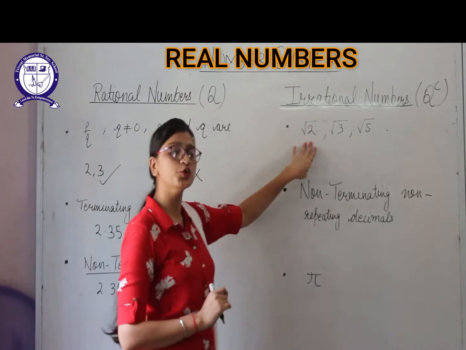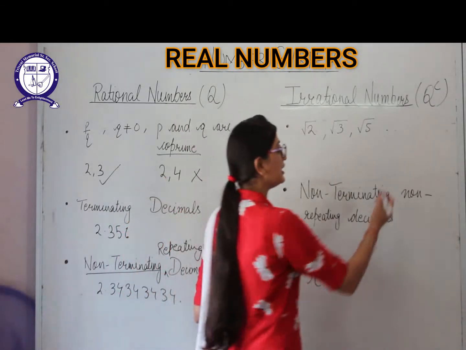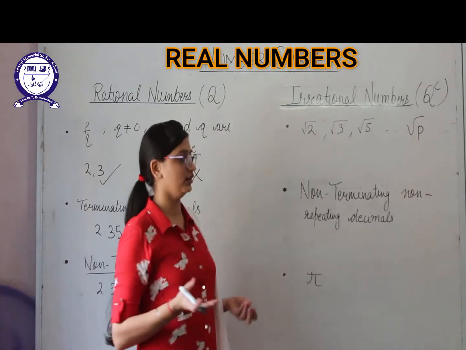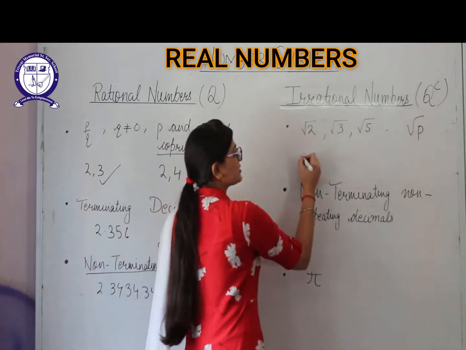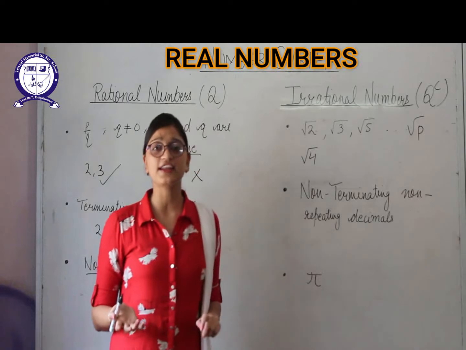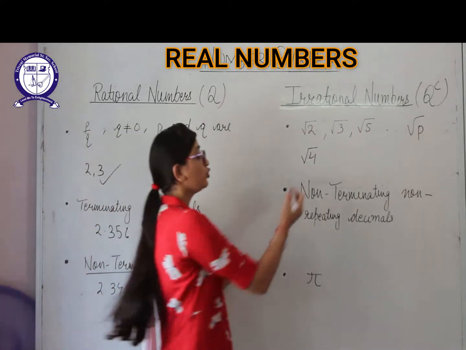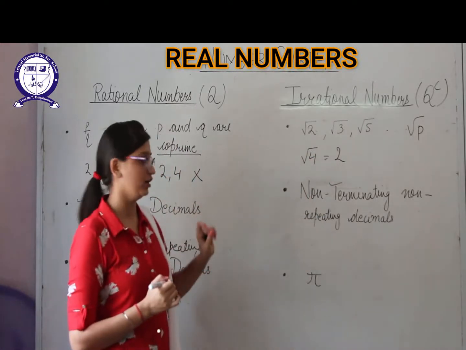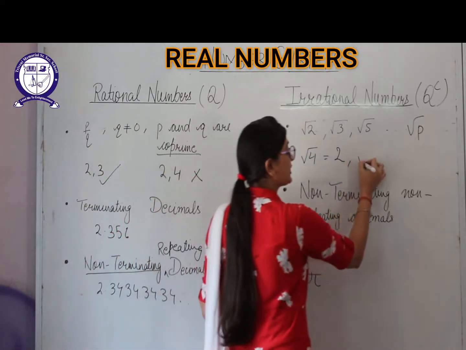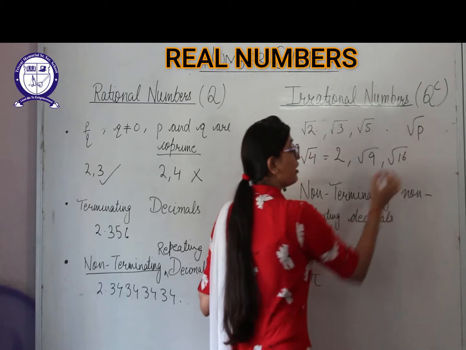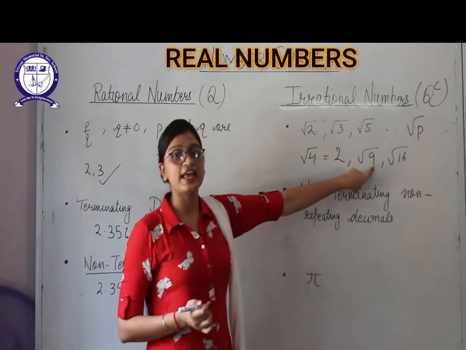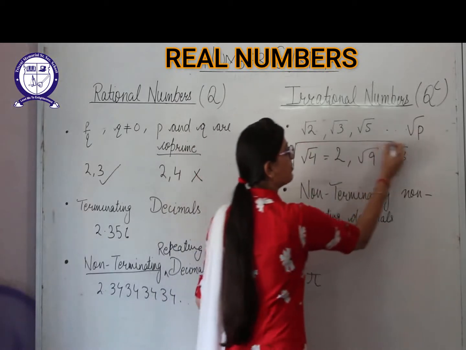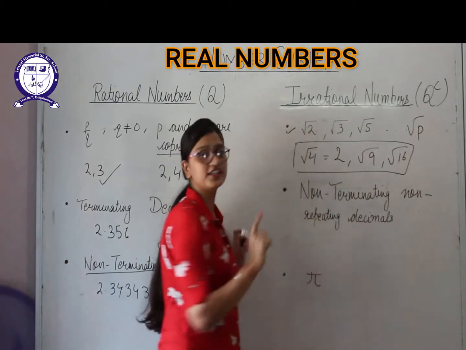First one is √2, √3, √5. So basically the form √p, where p can be any positive integer. But if I take the example of √4, is this an irrational number? No, because √4 is nothing but 2 and 2 is a rational number. So for √4, √9, √16, the number inside the root can never be a perfect square. That's why these are all rational numbers and these are irrational numbers.